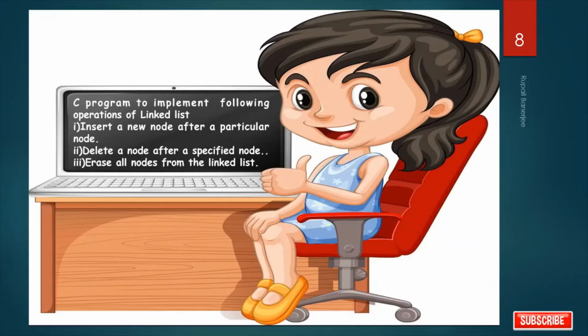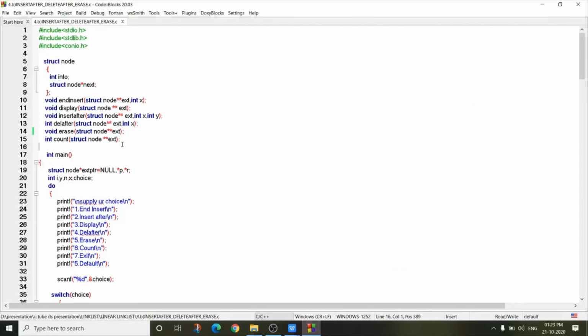Now we will see how to write a C program to implement the following operations of a linked list: insert a new node after a particular node if the info of that particular node is given, delete a node after a specified node if the info of that specified node is given, and erase all nodes from the linked list and give the external pointer null. So see the coding. This is the node structure. These are the required prototypes. The insert function is used for creation of a linked list. The display function is used for showing the total linked list. The insert after function is used to insert a node after a particular node whose info is given.